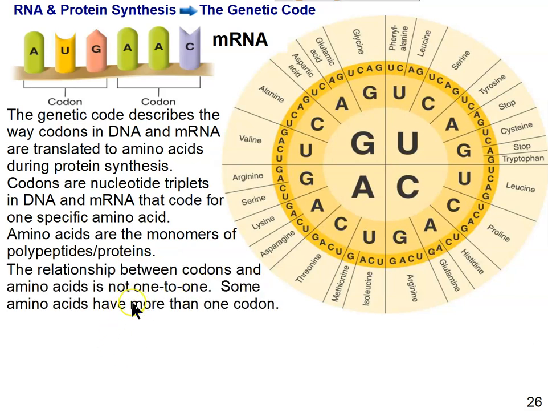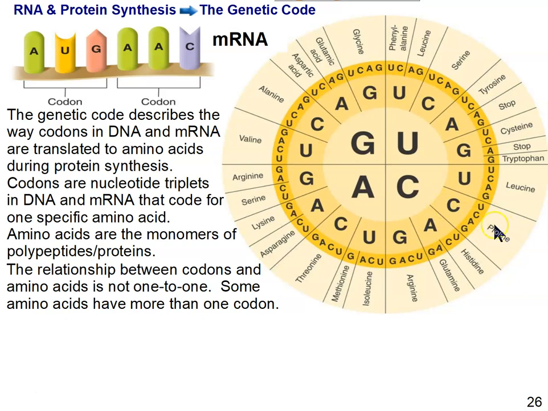The relationship between codons and amino acids is not one-to-one. Some amino acids have more than one codon, especially like proline and arginine and threonine and valine and glycine and serine. There are 64 possible combinations of these 4 letters in codons. And so some of these, for example, proline here, CCU, CCC, CCA, CCG, all code for proline. That's what we call wobble in the genetic code.